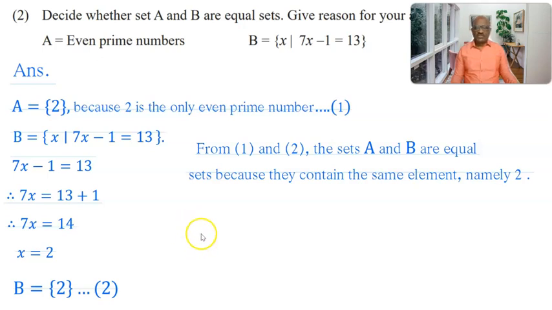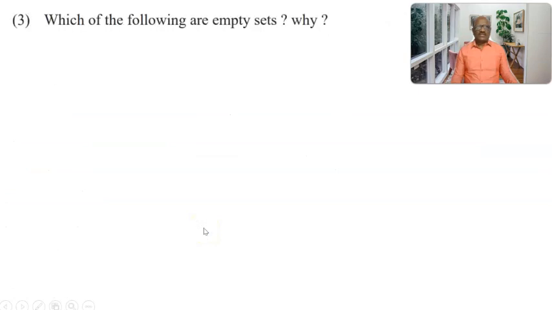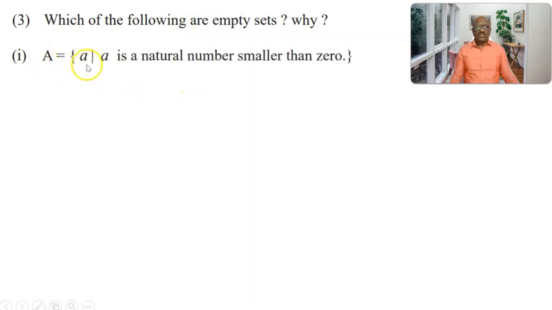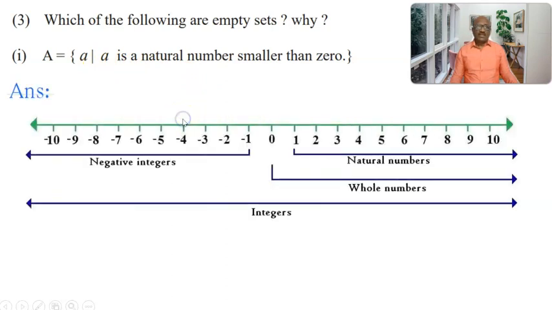Therefore, these two sets are equal. Now, next. Which of the following are empty sets and why? A is equal to {a such that a is a natural number smaller than 0}. Now here, the natural number smaller than 0.